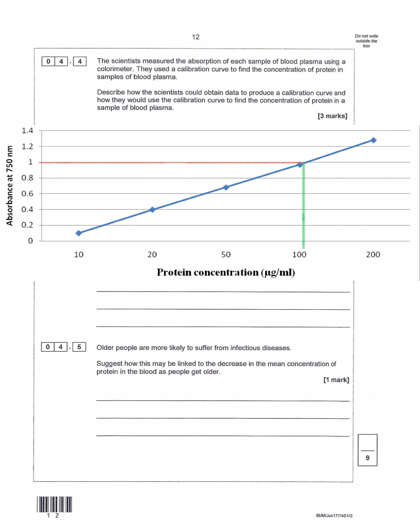For some additional revision, and if you're not quite sure how to use this calibration curve, pause the video now and work out the protein concentration of an unknown blood plasma sample with an absorbance reading of 0.4 arbitrary units.